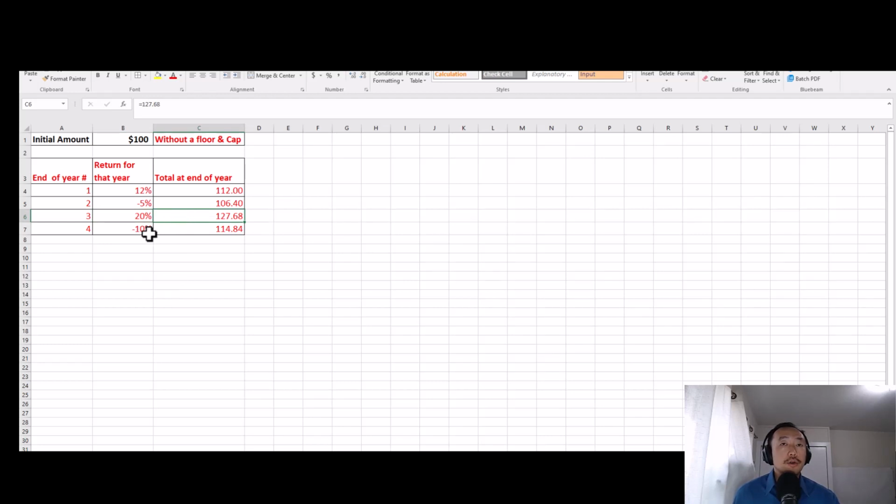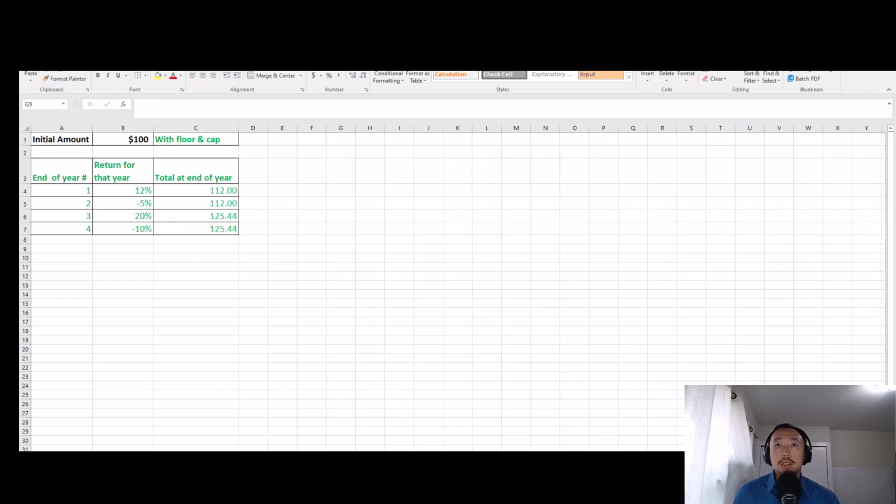Now in year 4, the S&P 500 yields a negative 10%, which will give you a balance of 114.84 at the end of 4 years. Now let's see what it looks like if we apply the floor of 0% and a cap of 12%.